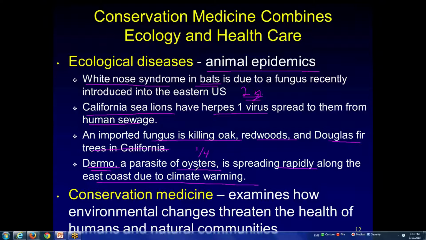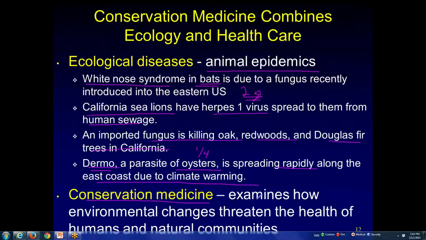How about Batrachochytrium dendrobatidis? Batrachochytrium dendrobatidis is horrible. It causes chytridiomycosis. Chytridiomycosis is a disease of the skin of amphibians. It kills amphibians like frogs and toads and salamanders. It's spread all over the place, actually causing some amphibian species to become extinct. Chytridiomycosis is spread very rapidly thanks to humans.